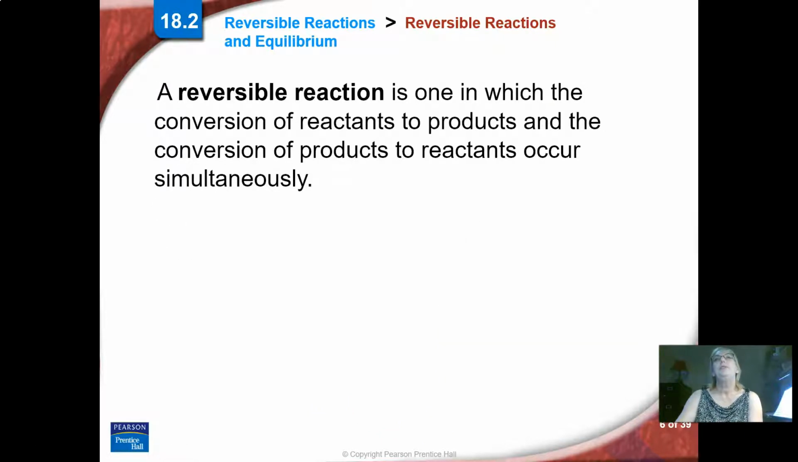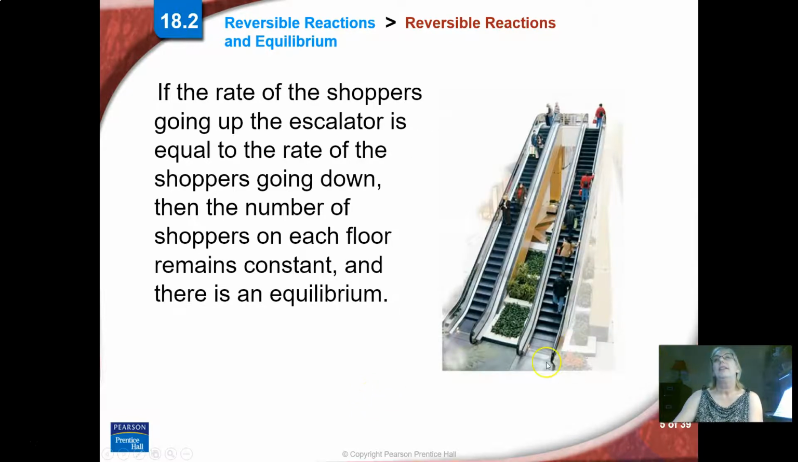A reversible reaction is one in which the conversion of reactants to products and the conversion of products to reactants happens at the same time. It's just like this escalator. Some people go that way, some people go that way, and the rate of the number of shoppers going up compared to the number coming down is constant.